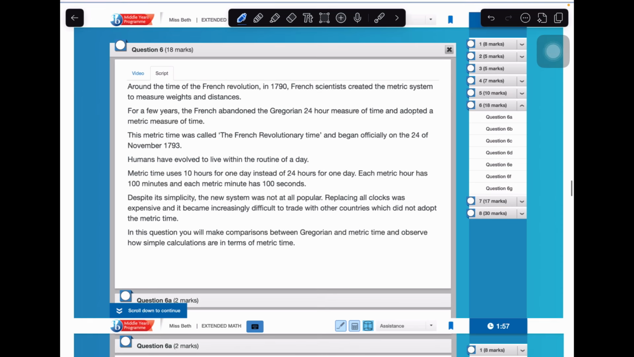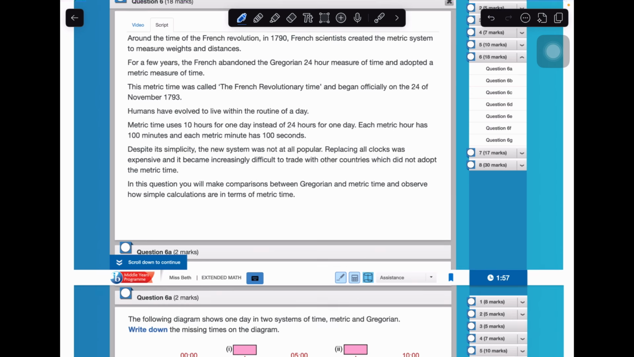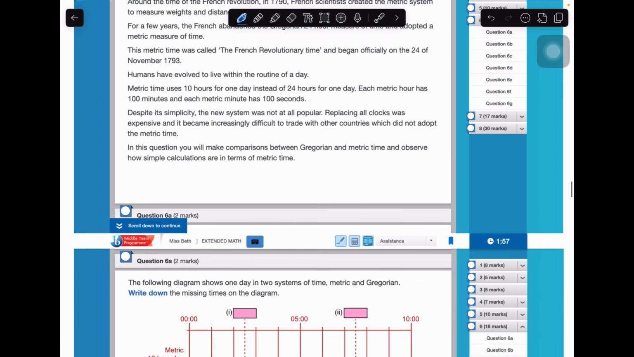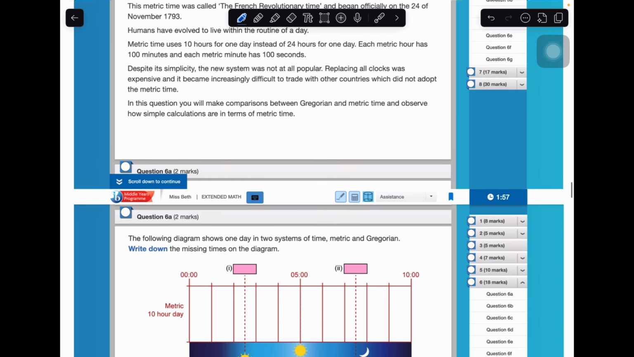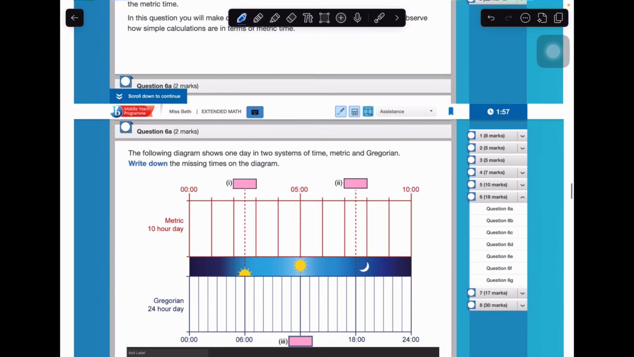Humans have evolved to live within the routine of a day. Metric time used 10 hours for one day instead of 24 hours for one day. Each metric hour has 100 minutes and each metric minute has 100 seconds. Despite its simplicity, the new system was not at all popular. Replacing all clocks was expensive and it became increasingly difficult to trade with other countries which did not adopt the metric time. In this question, you will make comparisons between Gregorian and metric time and observe how simple calculations are in terms of metric time.